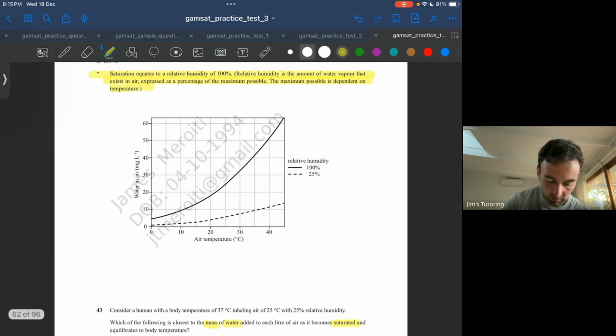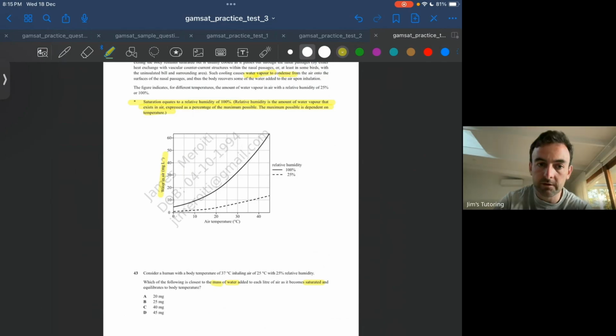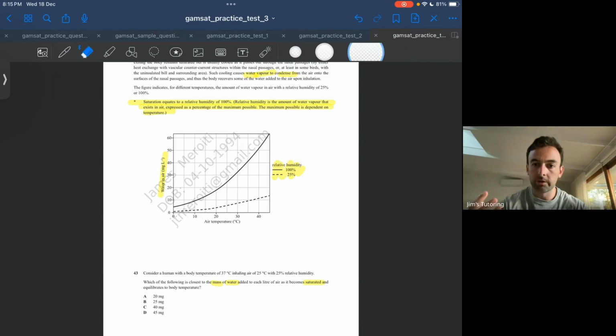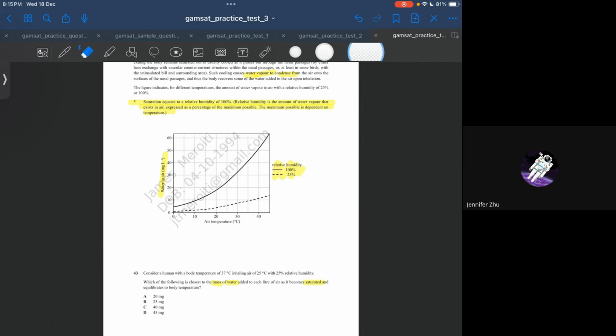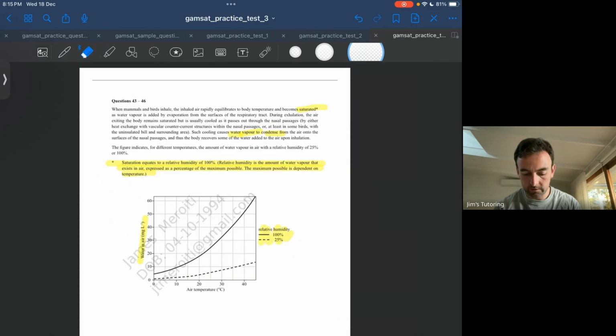And then I'll look at the graph and I see water in air. So that seems relevant. So by no means do I have this question solved. I don't know what to do, but I'm starting to see that as well. 100%, 25%. Maybe that means saturation, right? So if you just really target what you're looking for, I think it means you don't have to read through all that text, and it just really refines how you approach questions.